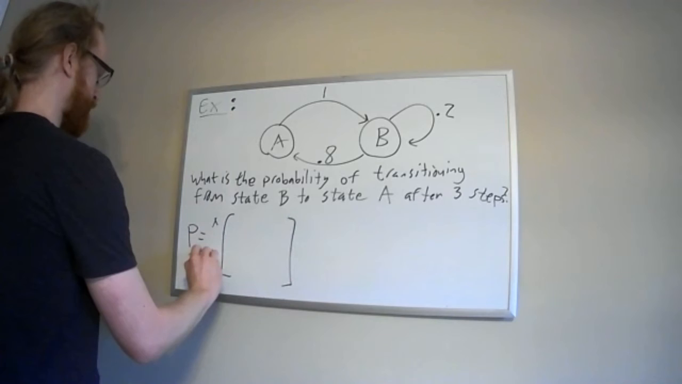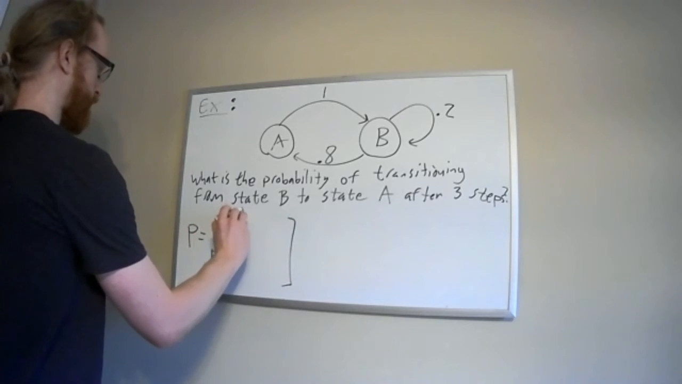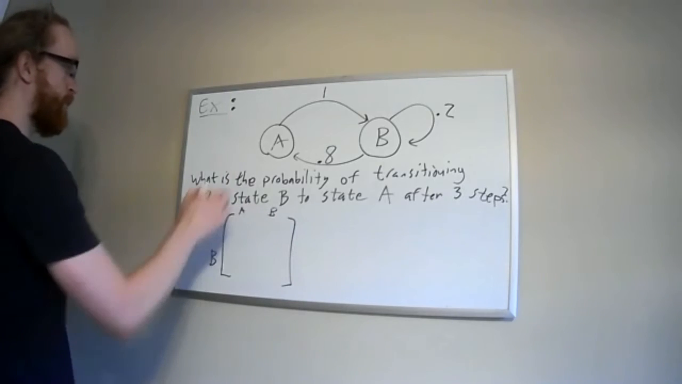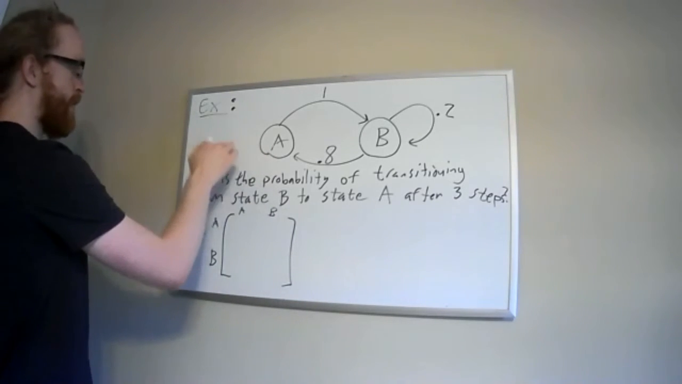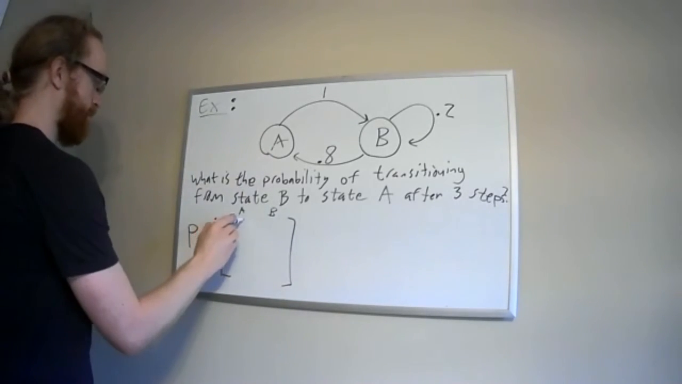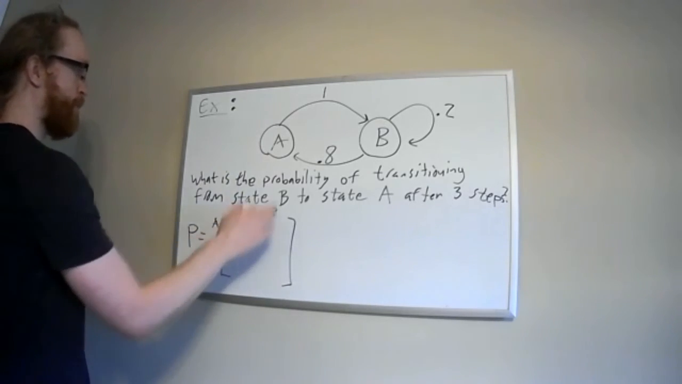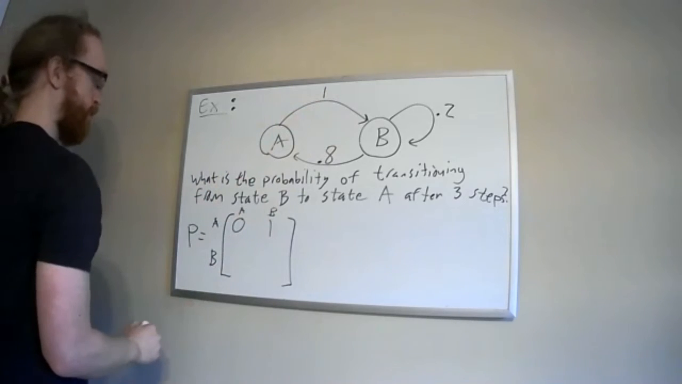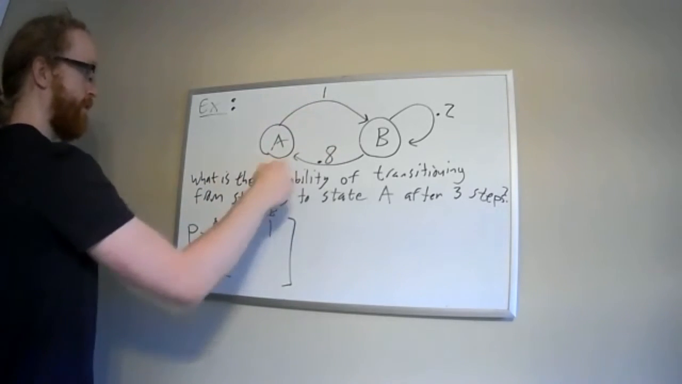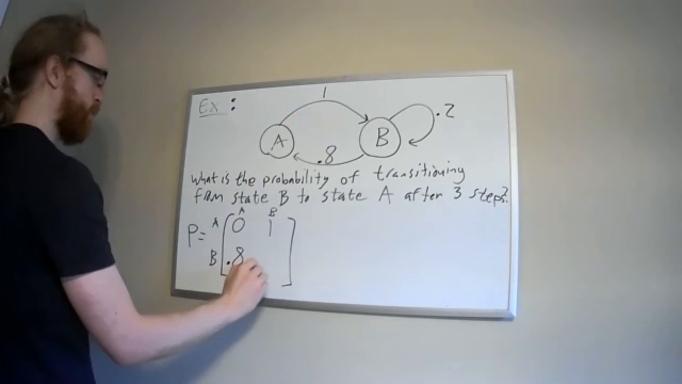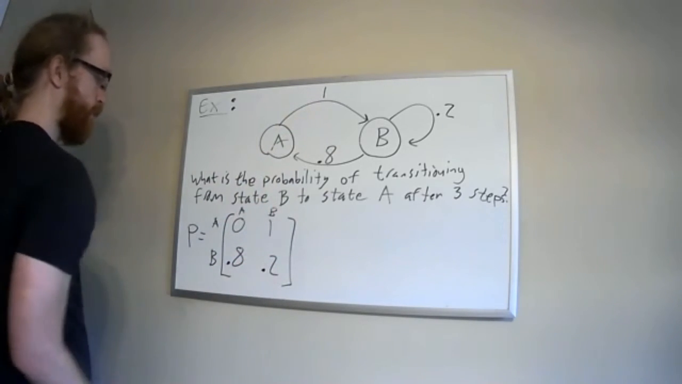So these are labeled A, B, A, B. What's the probability of going from A to A? Well, if I'm at A, there's no arrow back to A. So it's 0 because I'm missing that arrow. The probability of going from A to B is 1. The probability of going from B to A is 0.8. And the probability of going from B to B is 0.2. So here's our transition matrix.